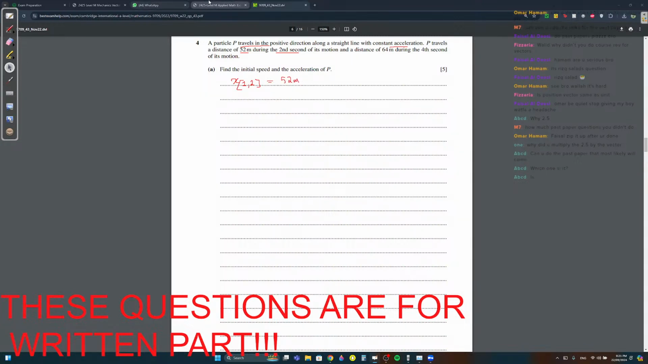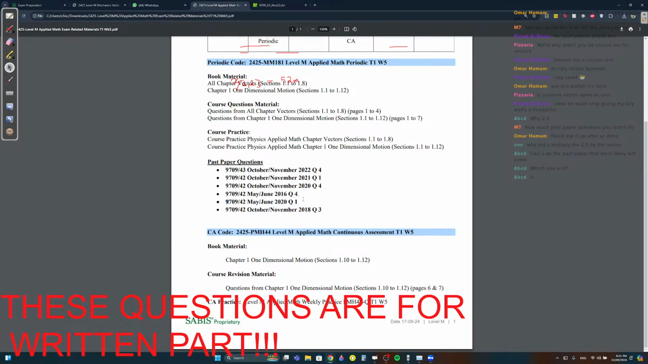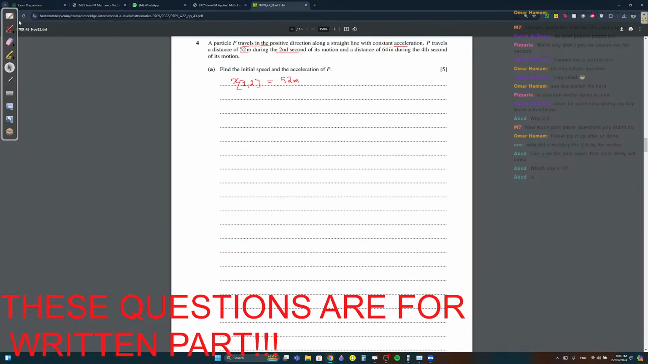Which one is it? It's this one here, okay? Don't rely on it. Do all 6, please. Please do all 6. Don't rely on it, but I think that one will come.